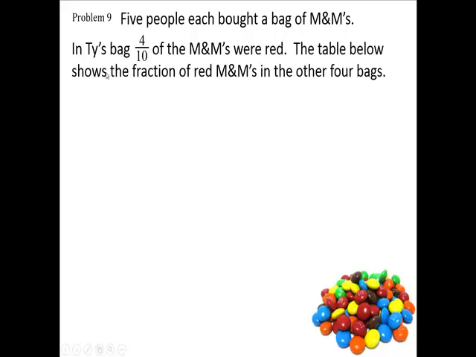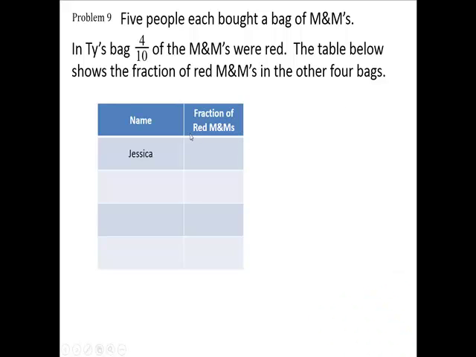Okay, the table below shows the fraction of red M&Ms in the other 4 bags. 2/5 of the M&Ms in Jessica's bag were red. Hannah's 10 out of 40 were red. Blaine's 3 out of 30 were red. He didn't have as many, did he? And Alejandra's 7 out of 10 were red. Okay.